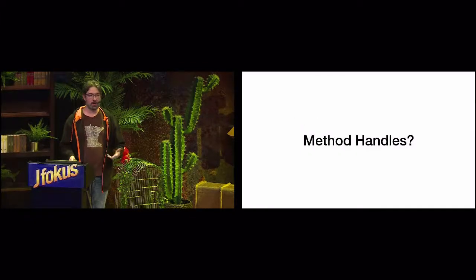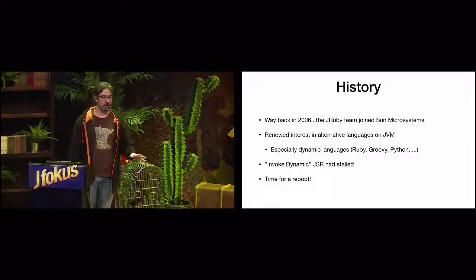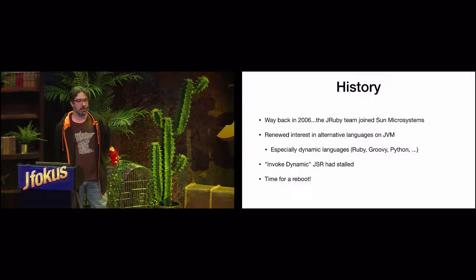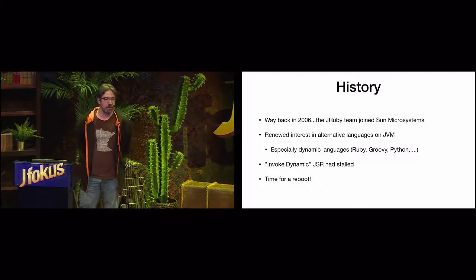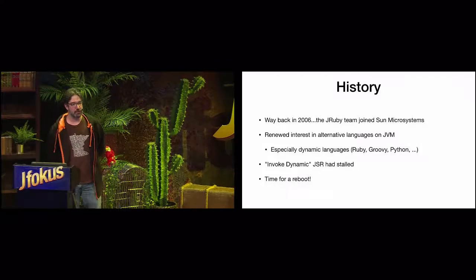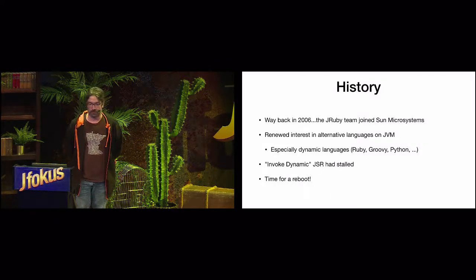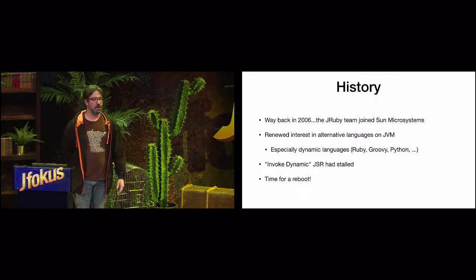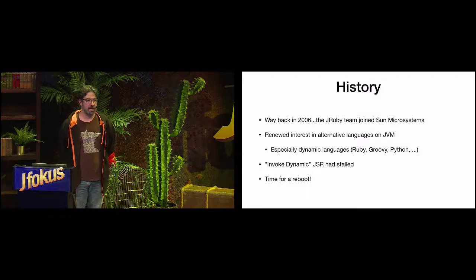All right, so what are these method handles things? Well, let's take a little look back at history. Around 2006, JRuby started to become an interesting project, largely because Ruby on Rails was going crazy. Lots of folks were moving over to the Ruby world to start doing web development, and we managed to actually get JRuby to run Rails on the JVM.